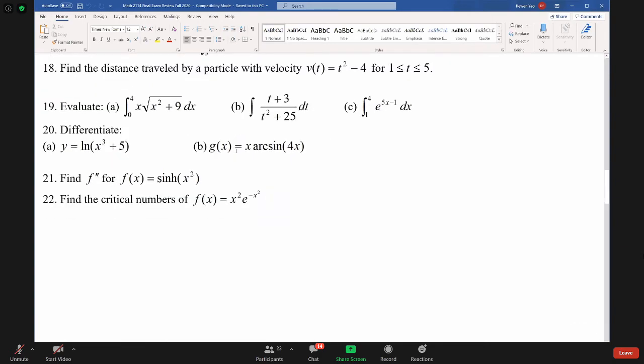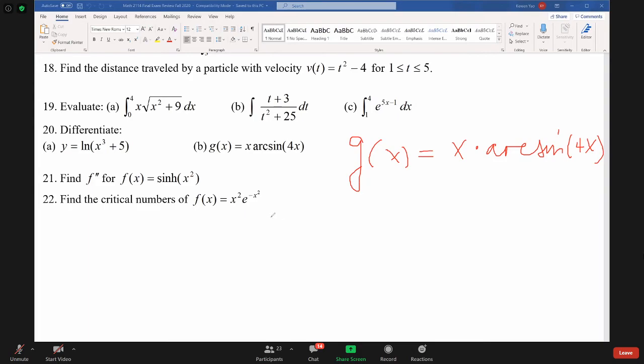Now, how to find the derivative for g(x)? Remember how to find it? So remember, g(x) is x times arc sine, or inverse sine, of 4x. So remember, William, if it's times, you have to use one rule here in order to find the derivative. With times here, the product rule? Remember? One rule we have. Yes, very good. Thank you very much, William.